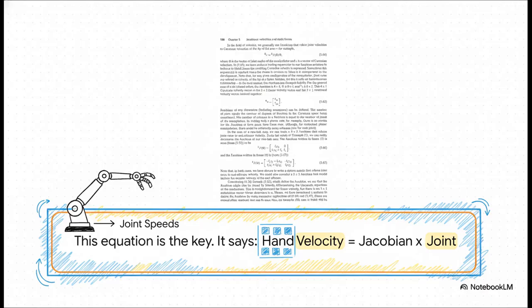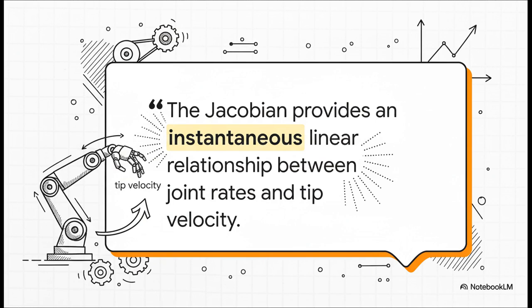And this is the magic right here. Forget all the other complicated math on the page and just look at this one beautiful core equation. It is so elegant. It simply says the velocity of the hand, which is what we want, is equal to the Jacobian matrix multiplied by the speed of the joints, which is what we can control. That's it. This is our translator in action. To put it another way, like our source material does, the Jacobian provides an instantaneous linear relationship between the joint rates and the velocity of the tip of the arm.